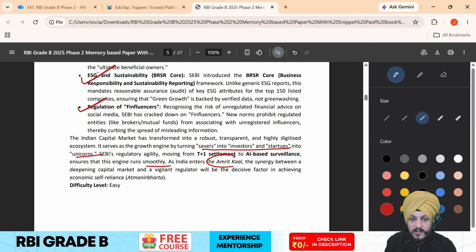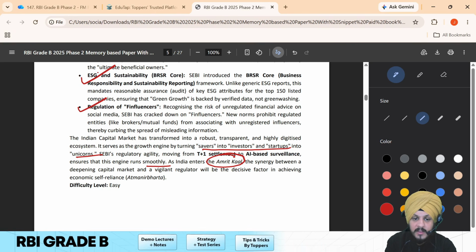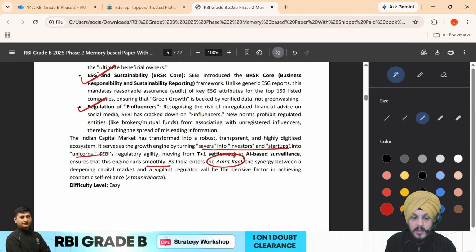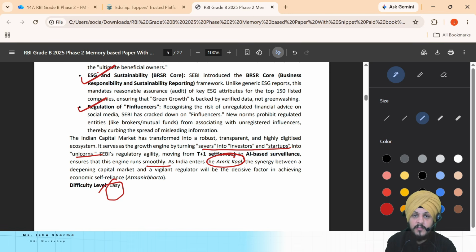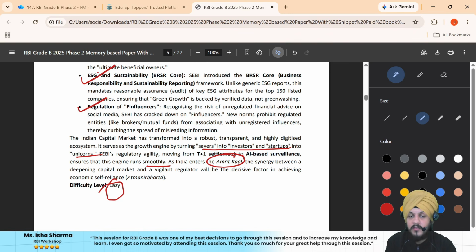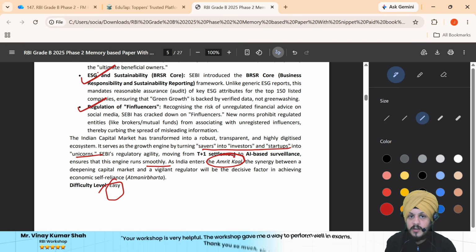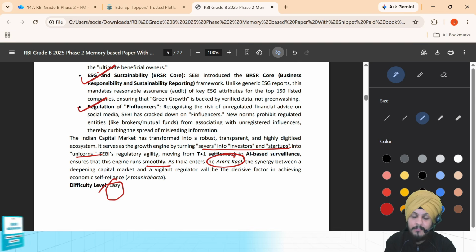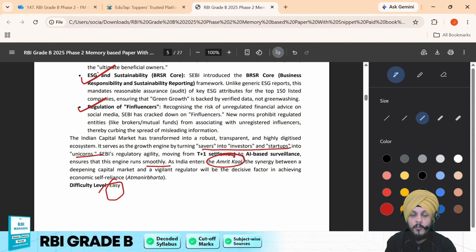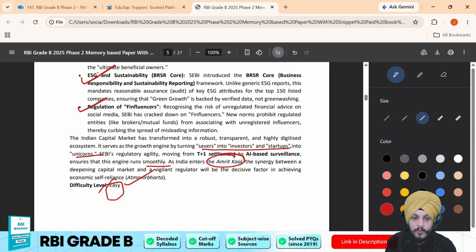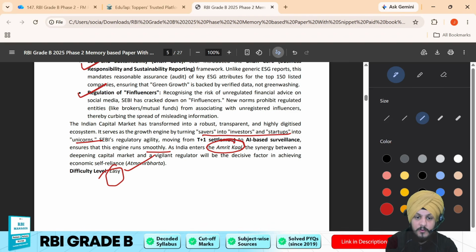As India enters the Amrit Kaal, the synergy between a deepening capital market and a vigilant regulator will be a decisive factor in achieving economic self-reliance, right? So I would categorize it as an easy question, right? No doubt regarding that, because everything was directly from the syllabus, and even the second part of the answer was from current affairs, which is not something new to you, because you keep on studying those things in phase 1 also, then in phase 2 for the objective type paper also. Now the same thing you were supposed to write over here in the form of an answer, right? So that could have been done keeping in mind the level of the paper.